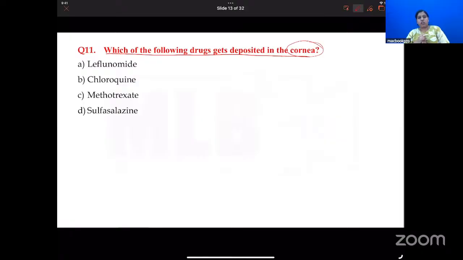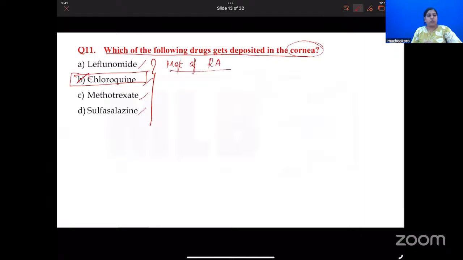Which of the following drugs gets deposited in the cornea? Very good. Chloroquine. All these drugs, your leflunomide, chloroquine, methotrexate and sulfasalazine, come under the disease-modifying drugs used in the management of rheumatoid arthritis, as you all know.